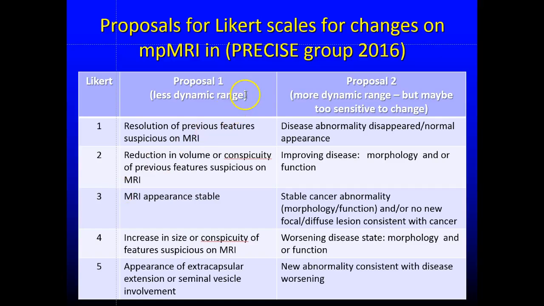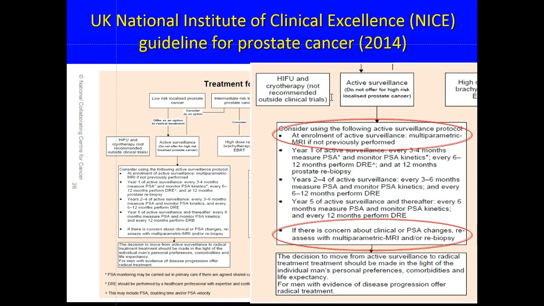One has less of a dynamic range, and another proposal has more of a dynamic range, which may actually be too sensitive to picking up abnormalities. Both of these hopefully will be tested in prospective clinical trials to see which one of them is best at predicting biologic changes over time. So what does the NICE guideline say about MRI in active surveillance?